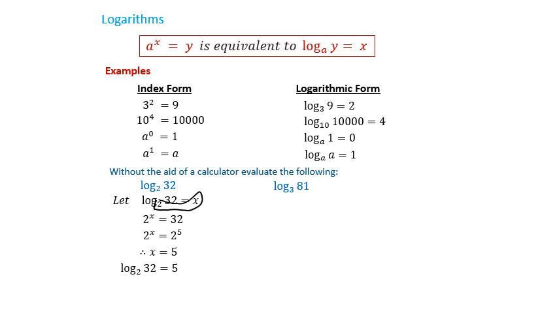Let's do the other one the same way. Log base 3 of 81, let's make that equal to x. If we now write this in index form, 3 to the power x equals 81. 81 is equal to 3 to the power 4. This means that x is equal to 4. Now, because x was equal to log base 3 of 81, this means that log base 3 of 81 is equal to 4.